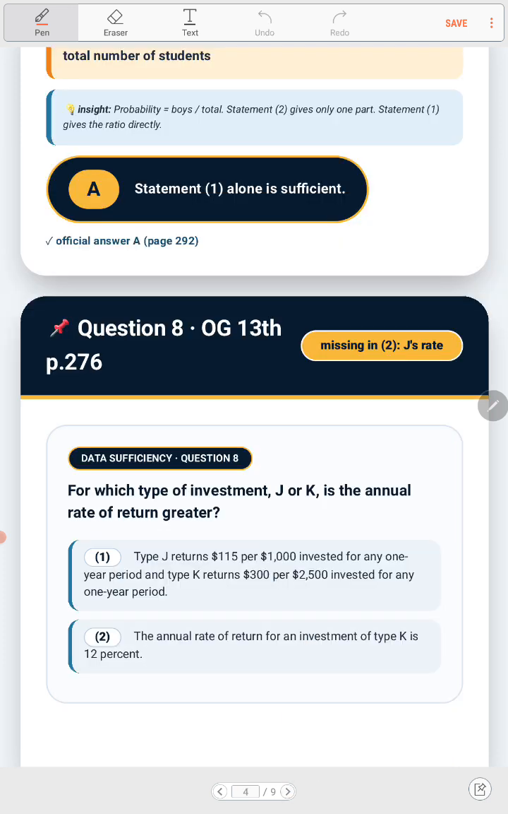Next question. For which type of investment, J or K, is the annual rate of return greater? For this question, in statement 1 we know the return for J and we know the return for K. It is sufficient. Looking at statement 2, we only know K, but we don't know J. What is missing? What is missing is J. So this is not sufficient. So the correct answer is A.